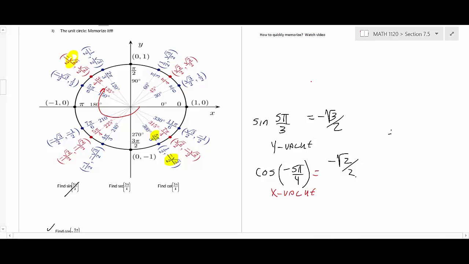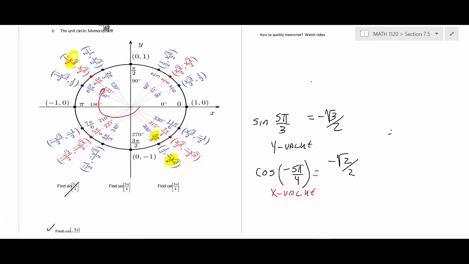For instance, what is the sine of 7 pi over 6? What's the sine? Negative 1/2. What's the cosine of 7 pi over 6? Negative 3 pi over 2. That's it. Sine's y, cosine's x. That's it. So once you get it memorized, you can do sine and cosine very fast. You see what I mean? Okay. Now the rest of them you do have to crunch out a little bit.